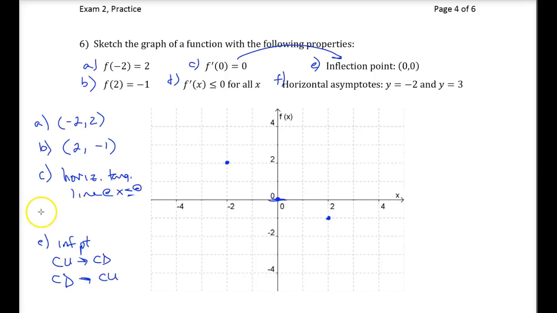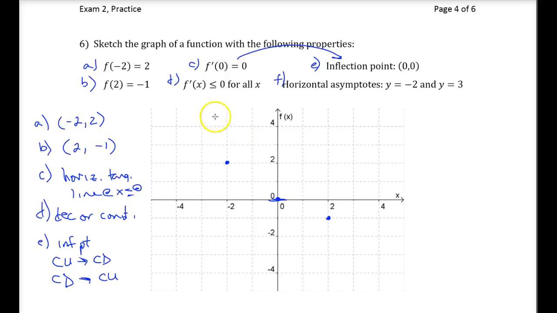For D, what D is telling us is that our graph is either going to be decreasing or constant for all values of x, okay? So the graph has to basically be going down like this or flatten out for all values of x there, okay?